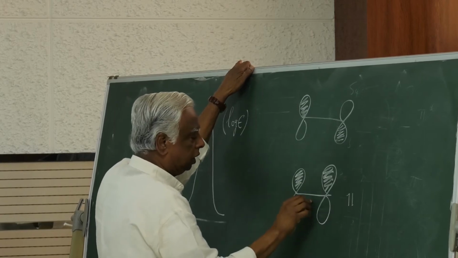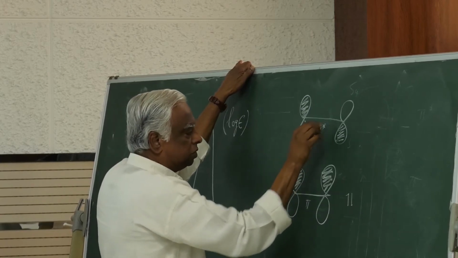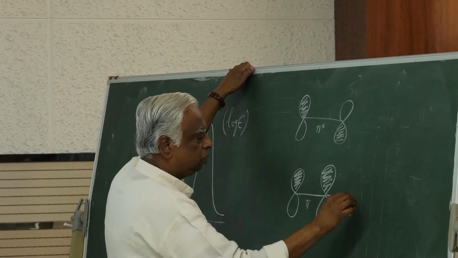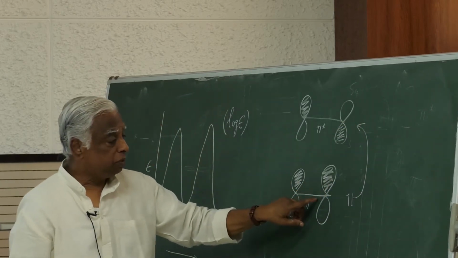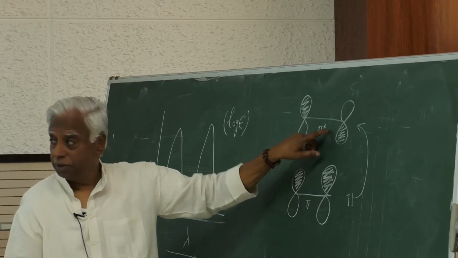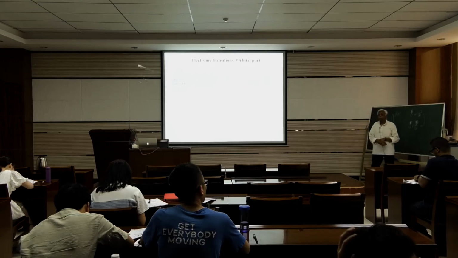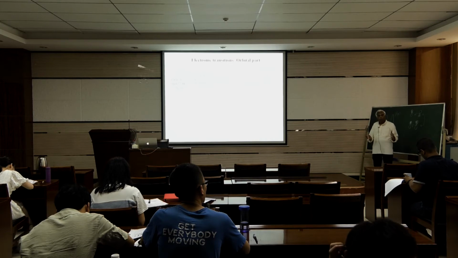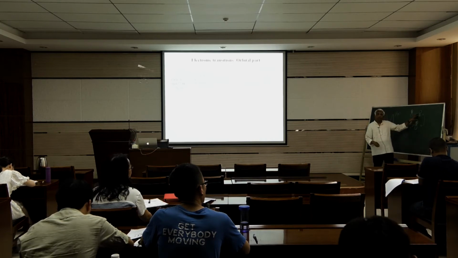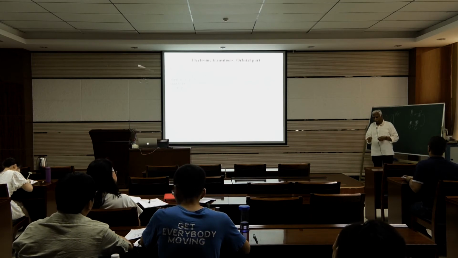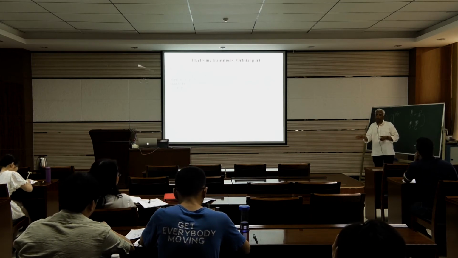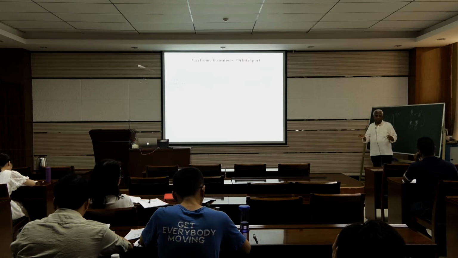This is a pi and pi star. So what will happen is, one electron will go from here to this orbital. Whether the electron will go from here to here depends upon the overlap between this orbital and that orbital. The electron will have to go from one place to another place. So to go from here to here, there needs to be a path. That path is what we call overlap.